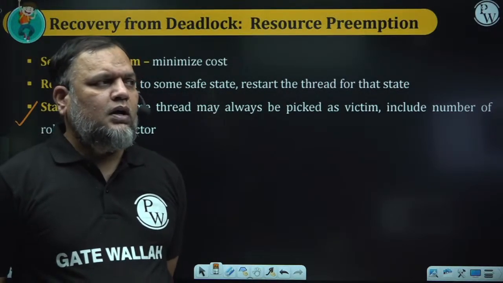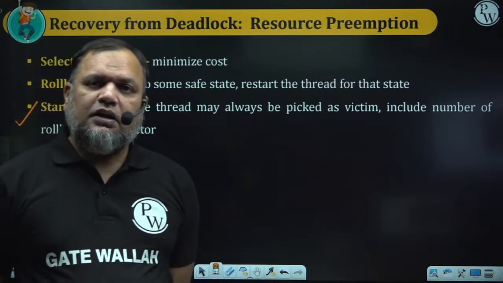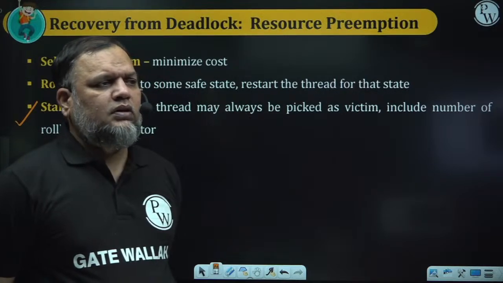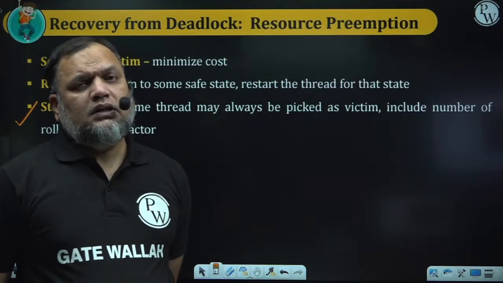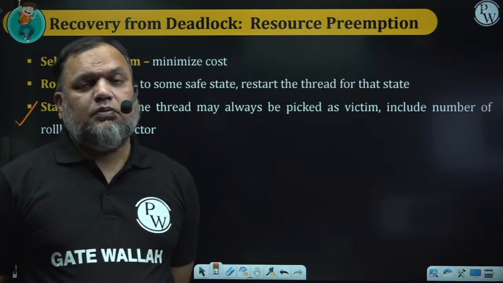Starvation कैसे होगा? If a process is repeatedly getting involved in deadlock and repeatedly getting terminated or repeatedly getting preempted of its resources, then basically the processes will suffer from the problem of starvation.